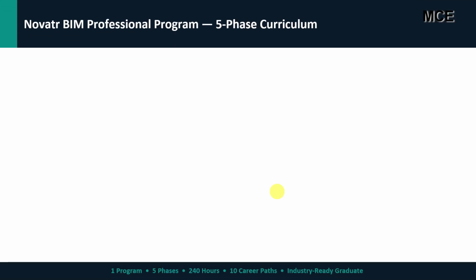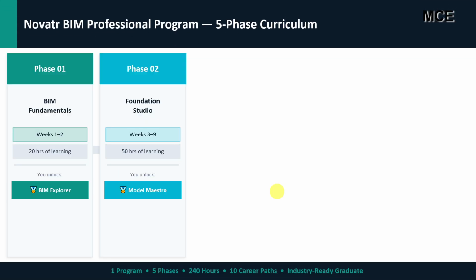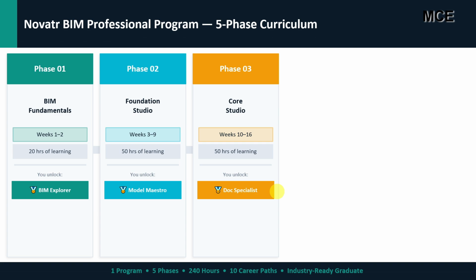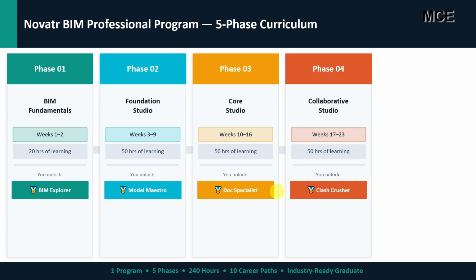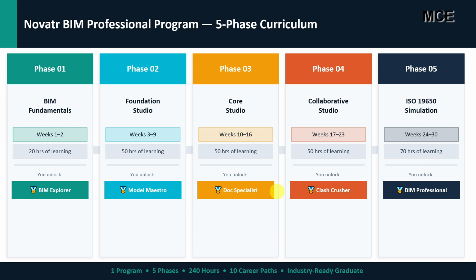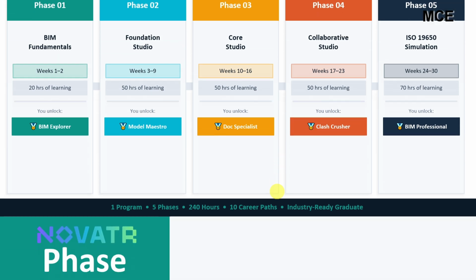So Novatr BIM professional program has a 5-phase curriculum. The first is BIM fundamentals, second is foundation studio, third phase is core studio, fourth phase is collaborative studio, and final phase is ISO 19650 simulation.